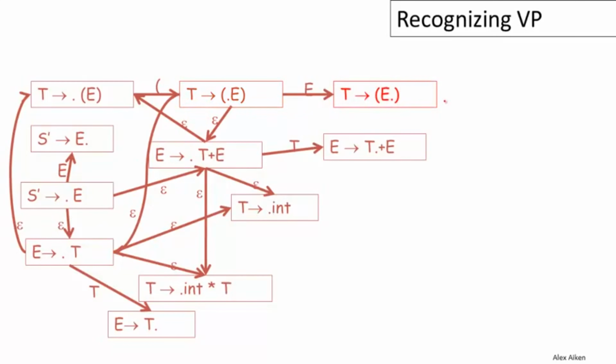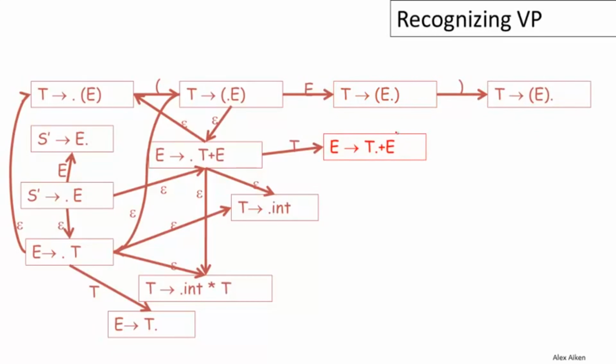All right, now let's focus on this state. T goes to open paren E dot close paren. Well, again, because it's a terminal that the dot is next to, there is only one possible move. We have to see that close paren if we see anything at all. And we'll wind up with the item T goes to open paren E close paren dot. And now we've recognized the entire right-hand side of that production on the stack.